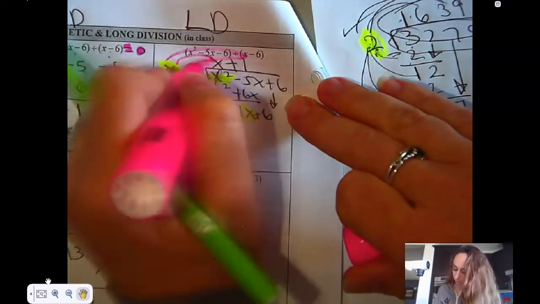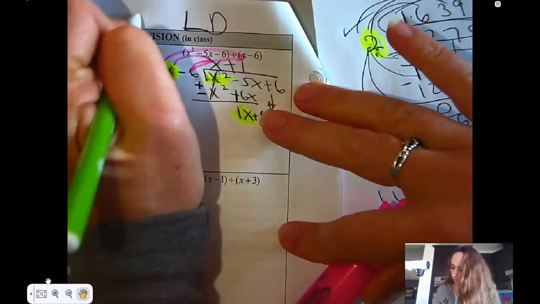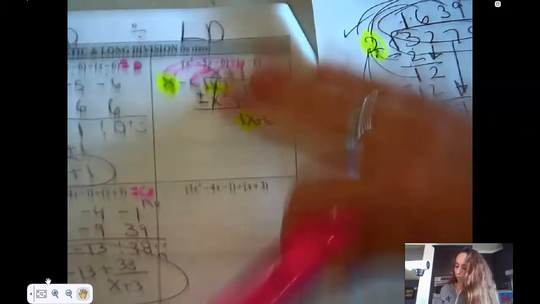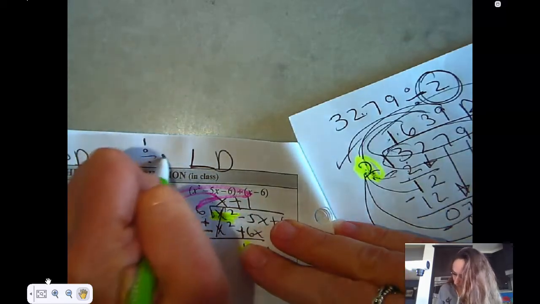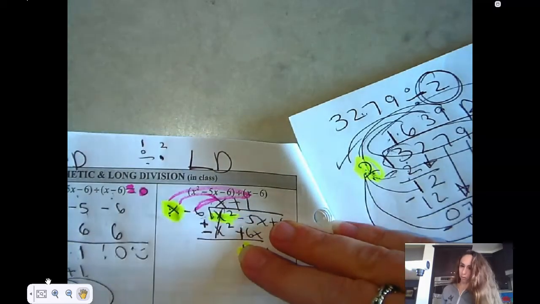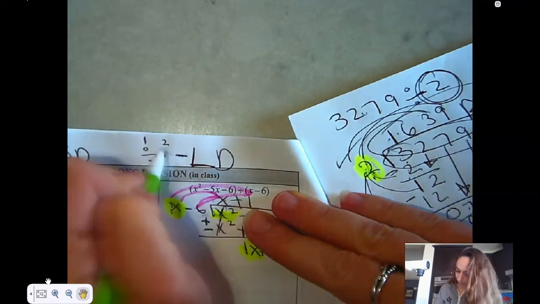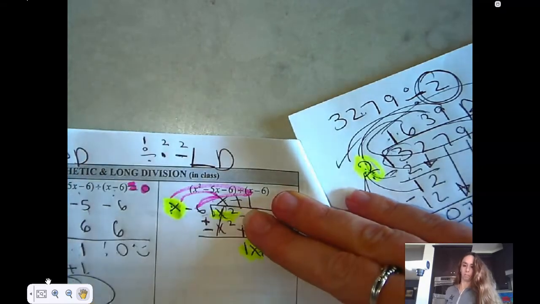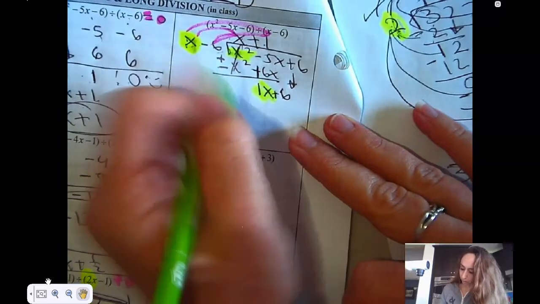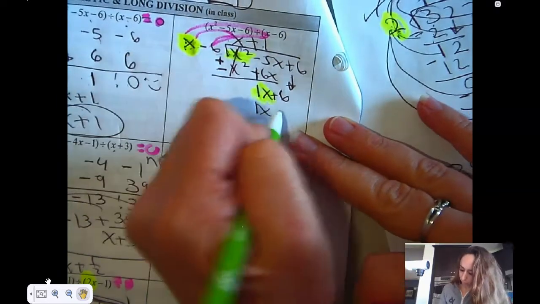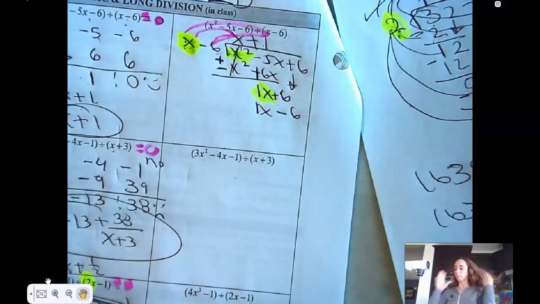And now what do I do after I divide? Multiply. So I divide one of them, one term. I multiply both terms, and then I subtract both terms. Okay? So now I multiply. 1 times x is 1x. 6 times 1 is negative 6.